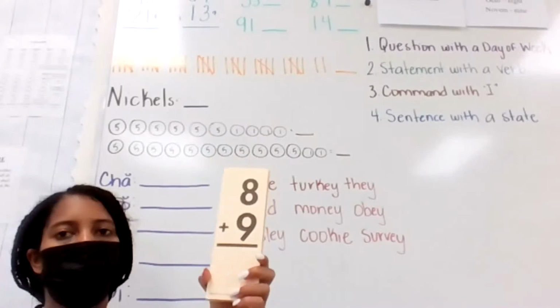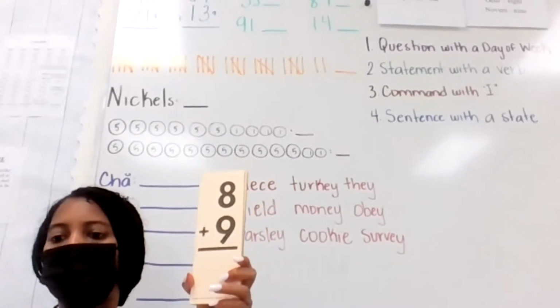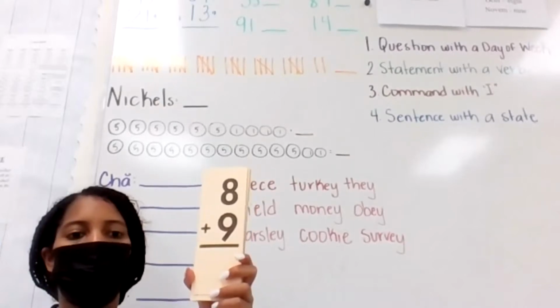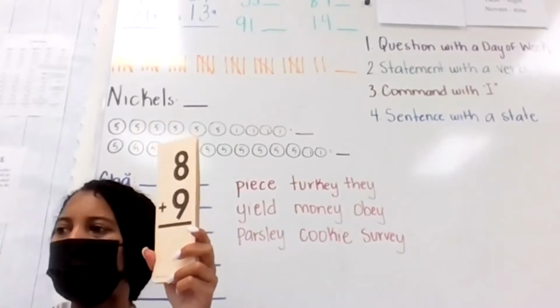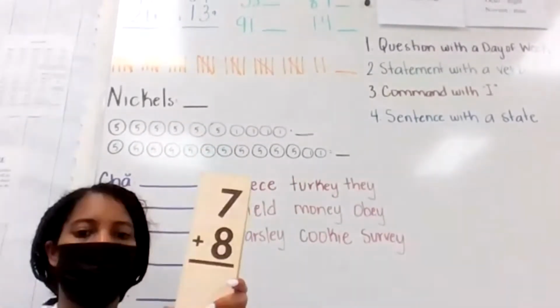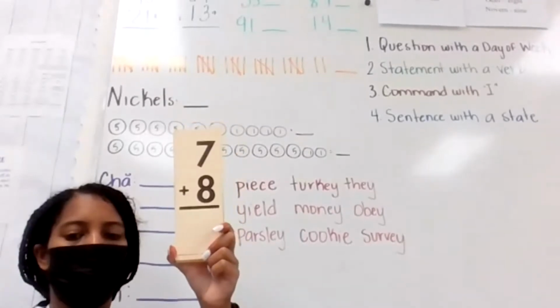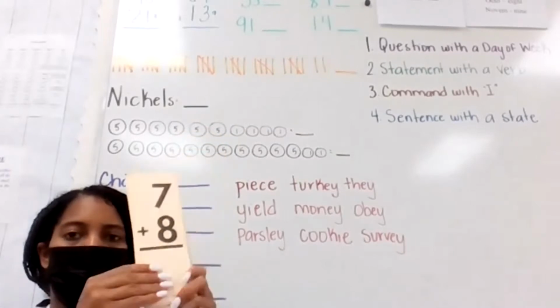There's no way for 8 plus 9 to equal 7. It's 17, y'all. Eight plus 9 is 17. Next one. 7 plus 8 equals 15.